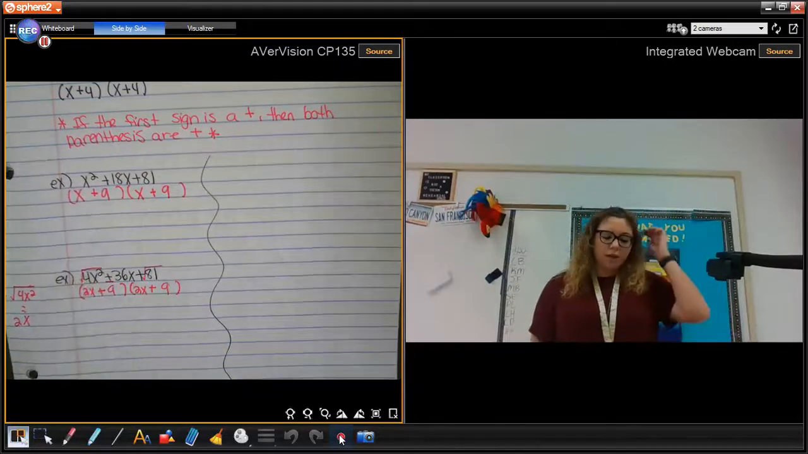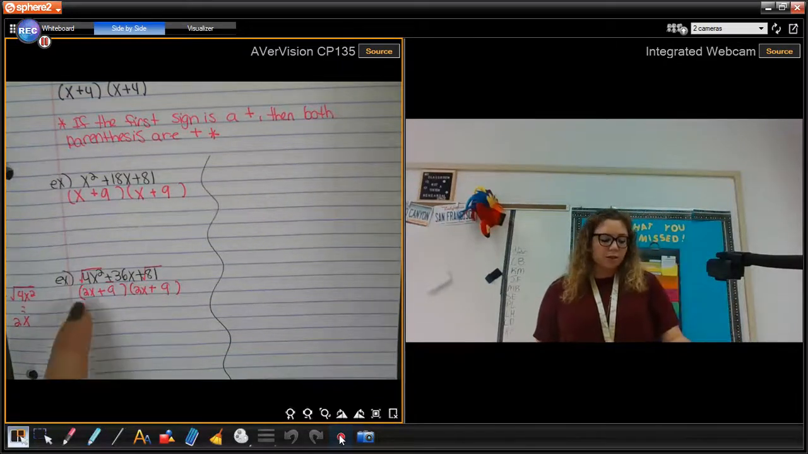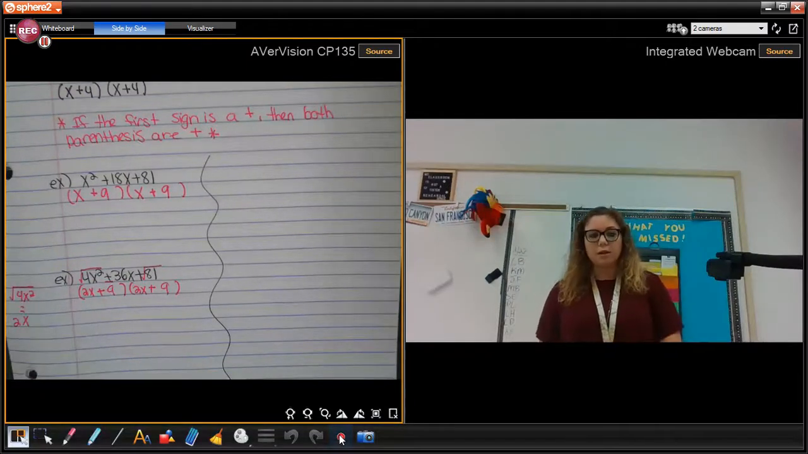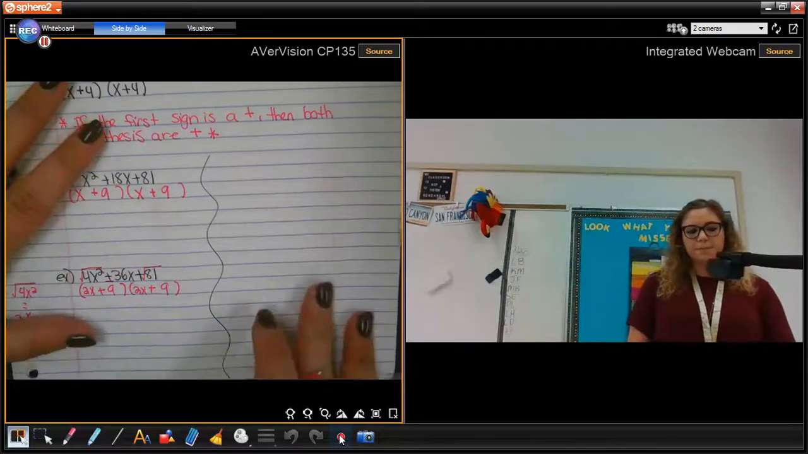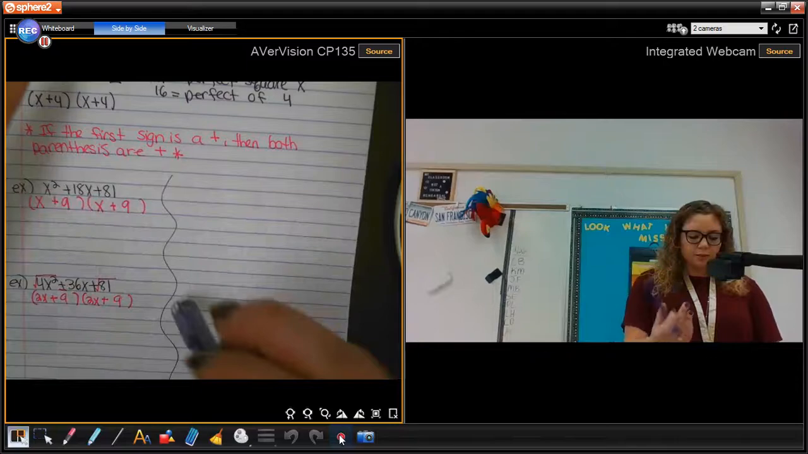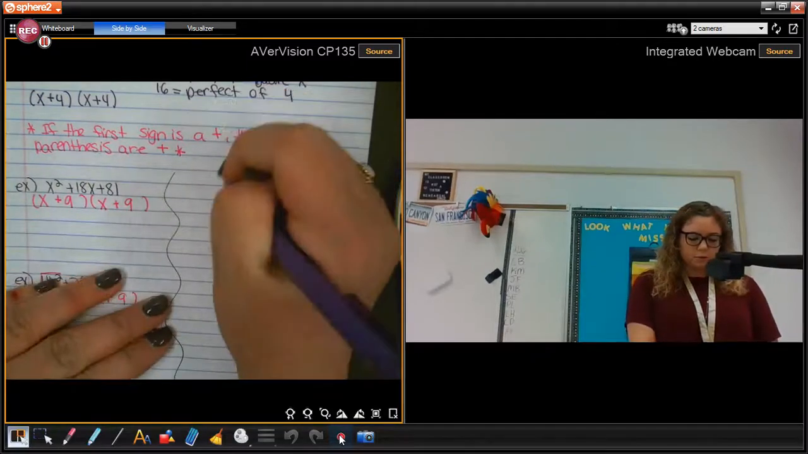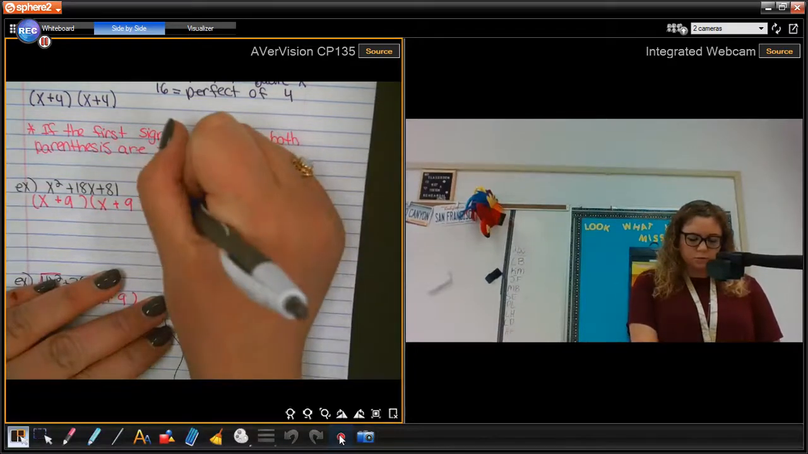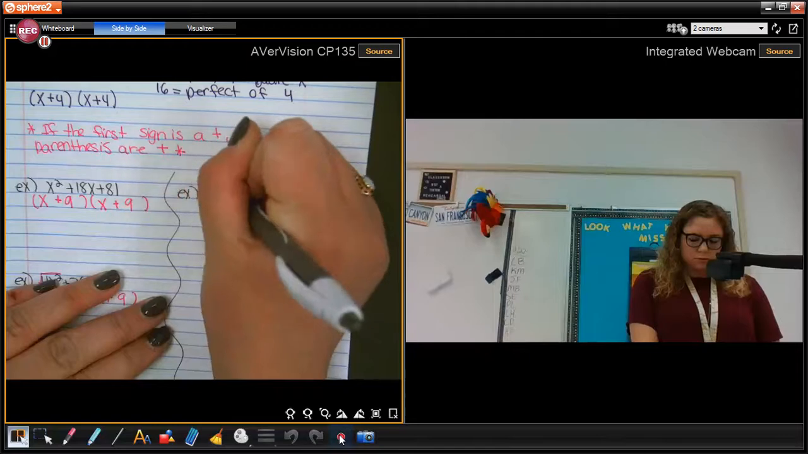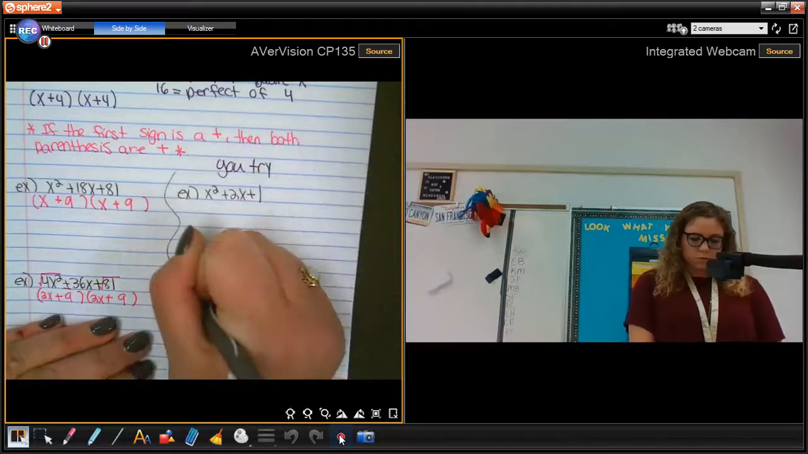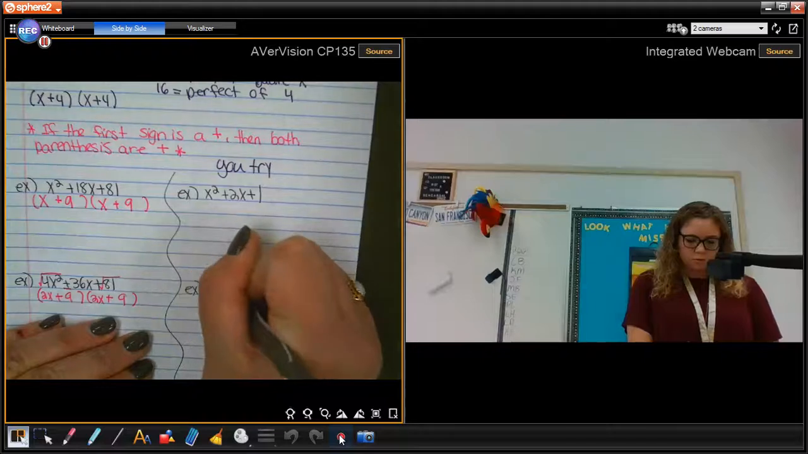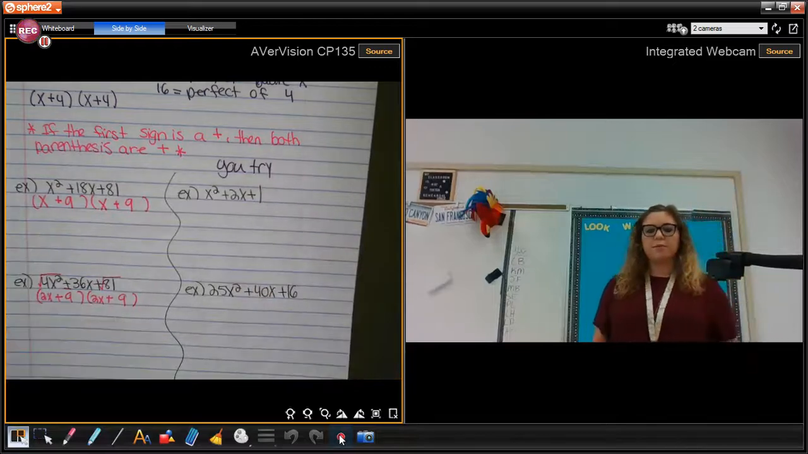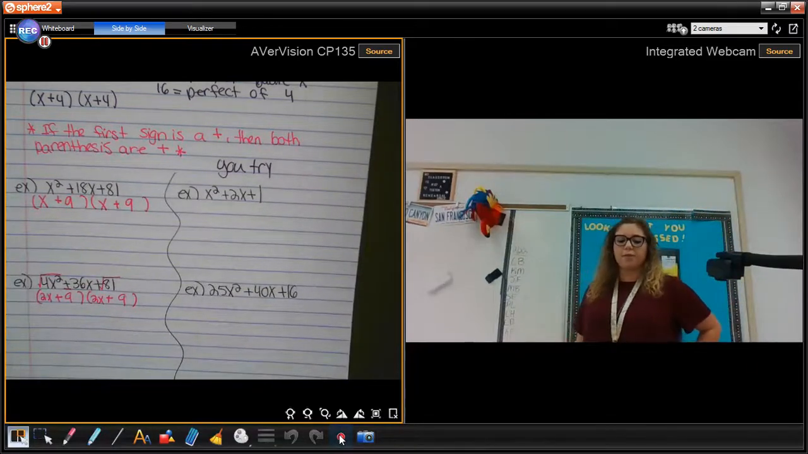Again, if you have perfect squares, you can take the square root of the first one and the last one and then put them in parentheses like so. But that's only if it's perfect, okay? Now I want you to try these. So go ahead, pause the video, work these 2 out, and then come back for the solutions.